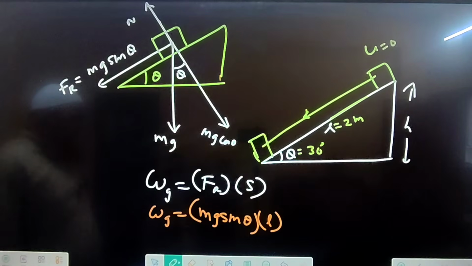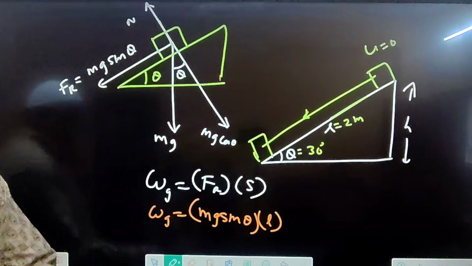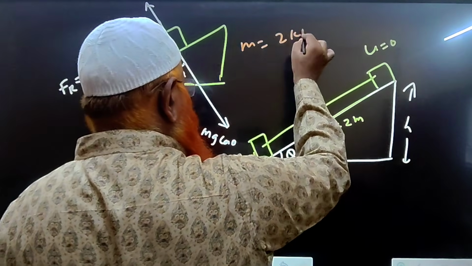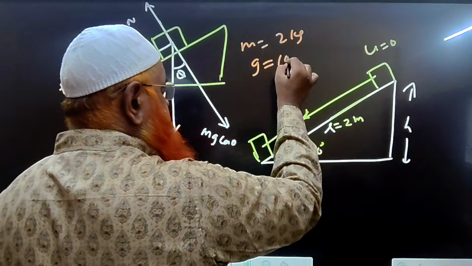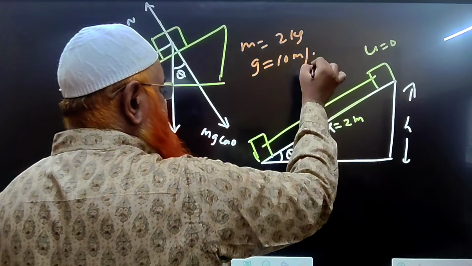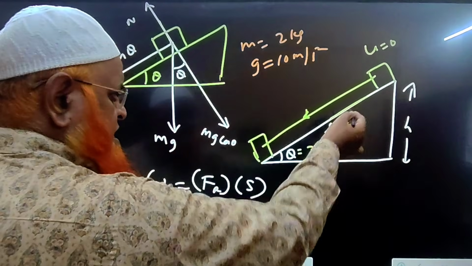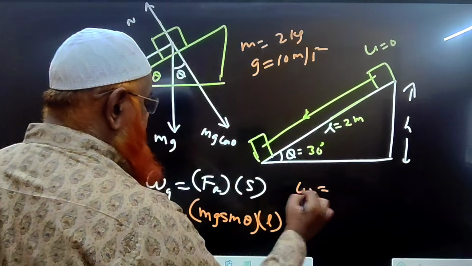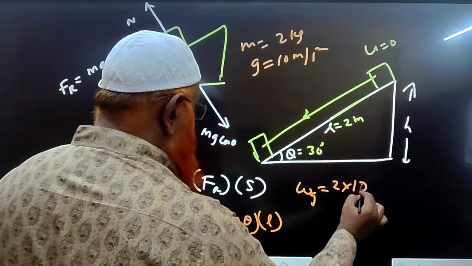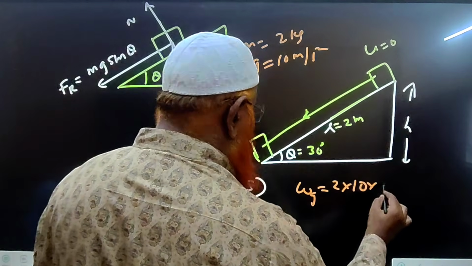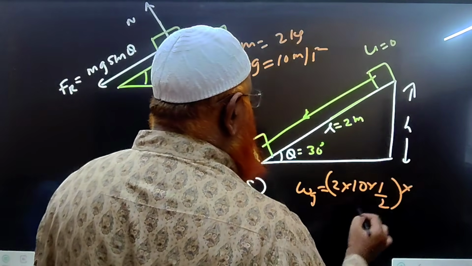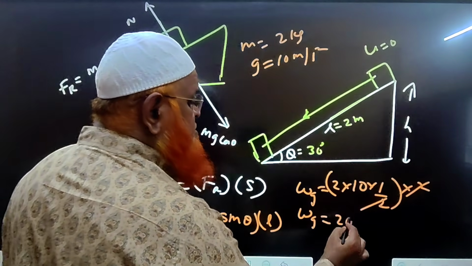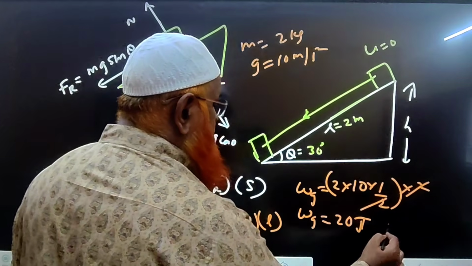Understood? So this is the formula you have to use now. For example, if the mass of the block is 2 kg, g is 10 meter per second square, and the length of the wedge is taken as 2 meters, what is the formula you will apply? Work done by gravity: mass is 2, g is 10, sin 30 is 1 by 2, and the length of the slope is 2 meters. So 2 gets cancelled. Work done by gravity is 20 joules.